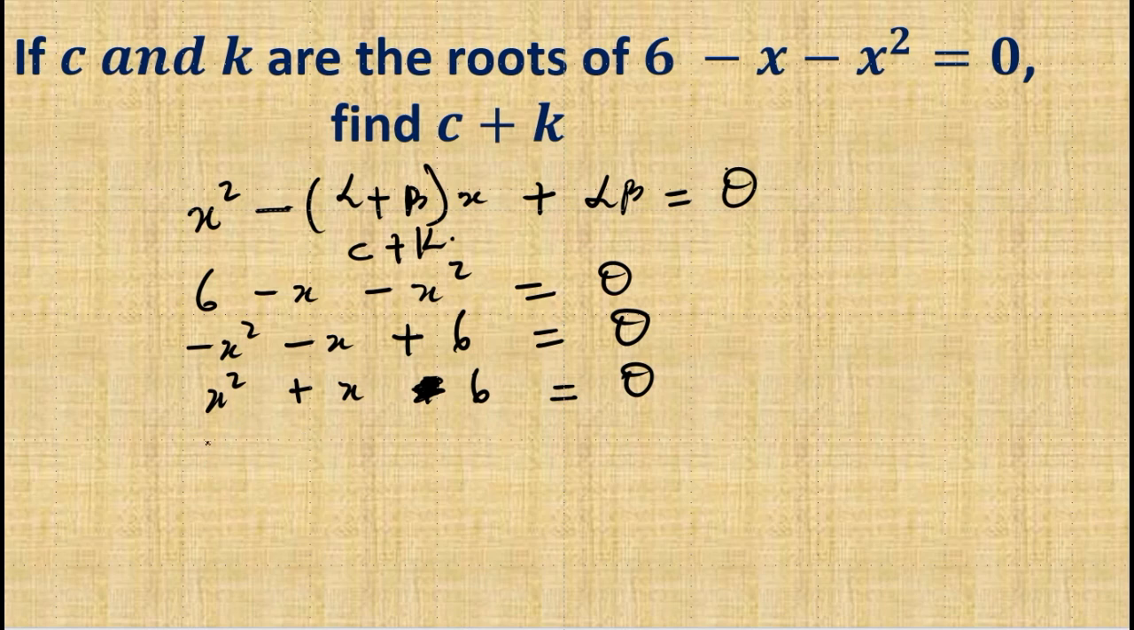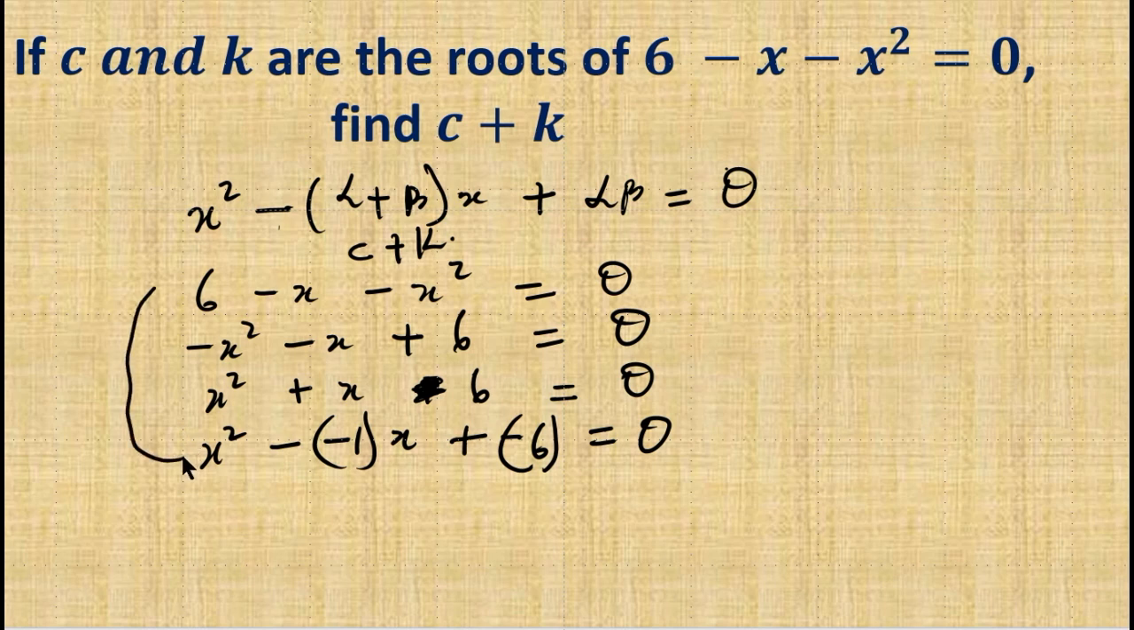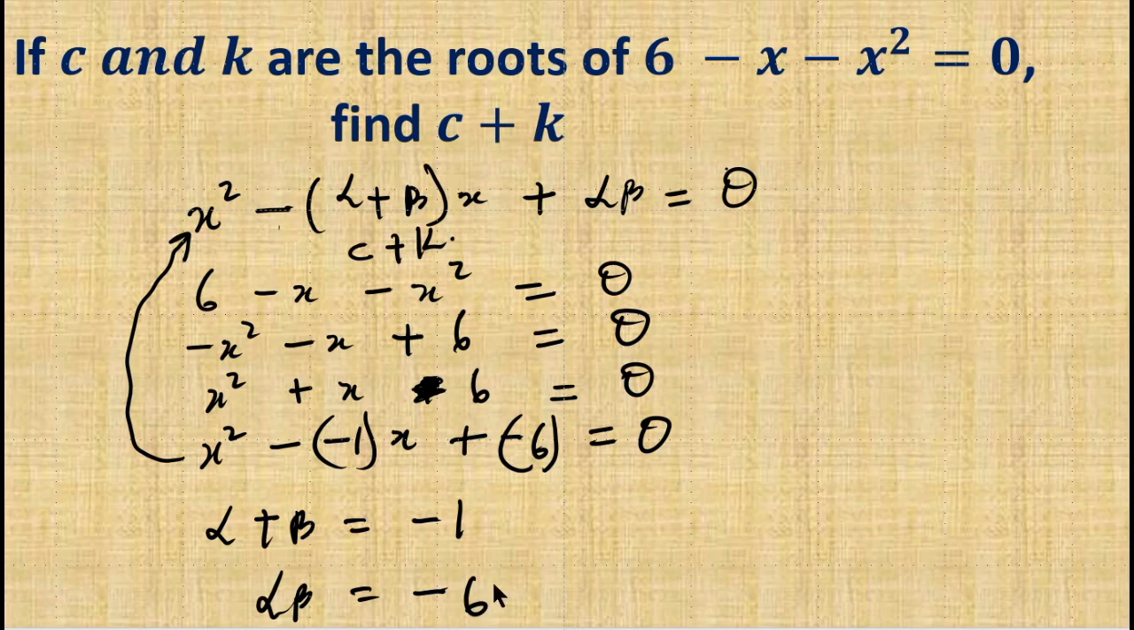Now, this is x squared. Look at this, this is minus. I'll break this down into minus 1 x, and this is minus 6. I'll break this down again into plus and minus 6 equals 0. So you can see that if you compare these two equations, you know that my alpha plus beta is equal to minus 1 and my alpha beta is equal to minus 6. But what my examiner needs is alpha plus beta, which is c plus k, the same minus 1 we got the other time.